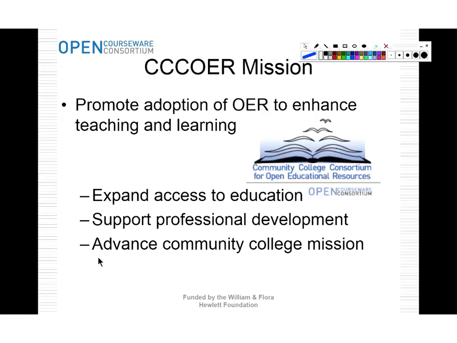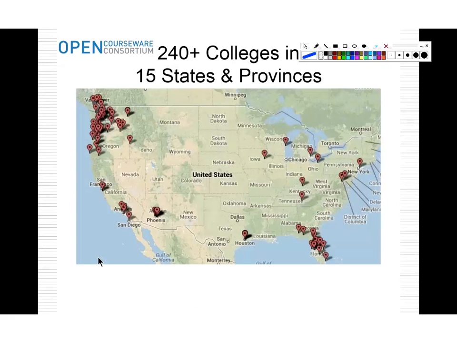We do a lot of professional development. We do monthly online webinars that are free to all community college faculty, staff, and students, where we share information about OER and ways to get involved. Our focus is the community college, although we sometimes have speakers from four-year universities and colleges as well. But our focus is what's the best fit for our students, our staff, our faculty. We have grown over time, and we're now over 240 colleges in 15 states and British Columbia, which is our province there.